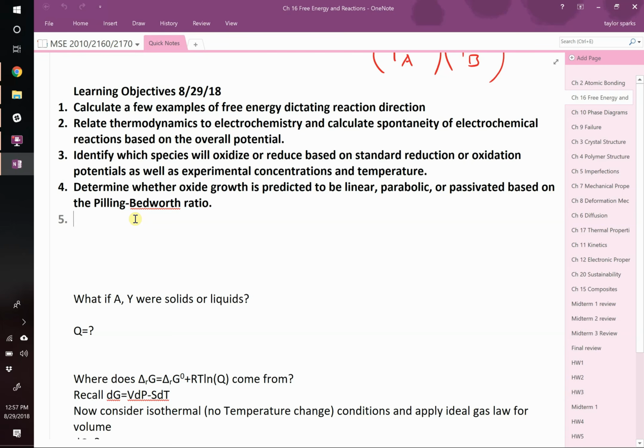Okay, let's dive into today. Today's learning objectives are as follows. We're going to continue to calculate free energy. We're just about there. We're then going to shift gears and we're going to relate thermodynamics to electrochemistry. We'll talk about oxidized species versus reduced species and show you how to calculate which one does what. And at the end of class, if we have time, we'll get to oxide growth and how we predict what type of oxides will grow.